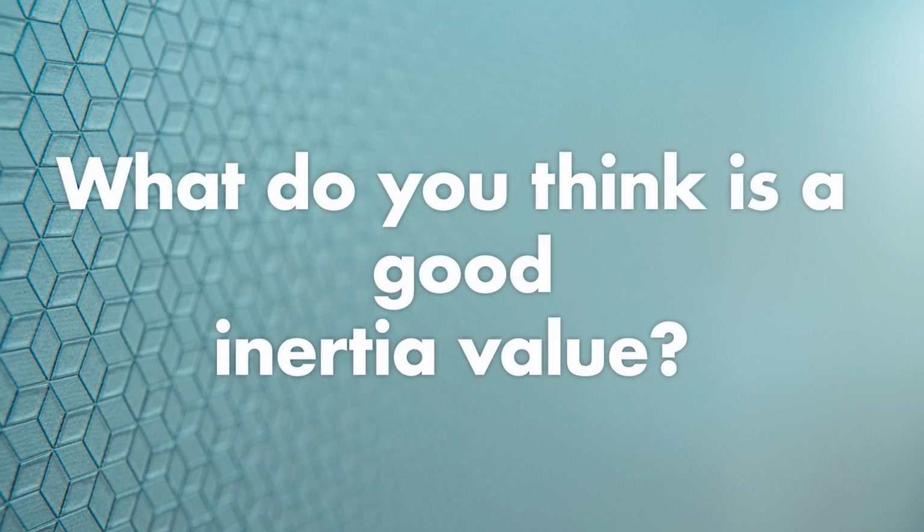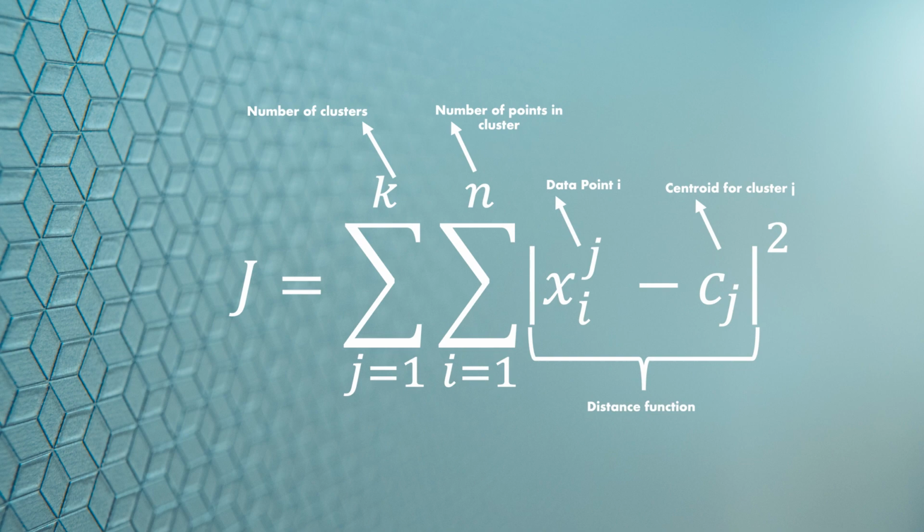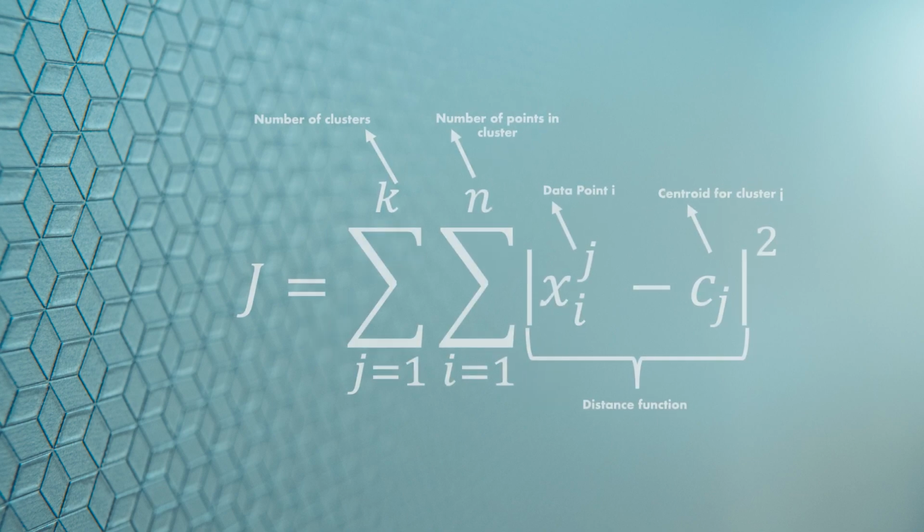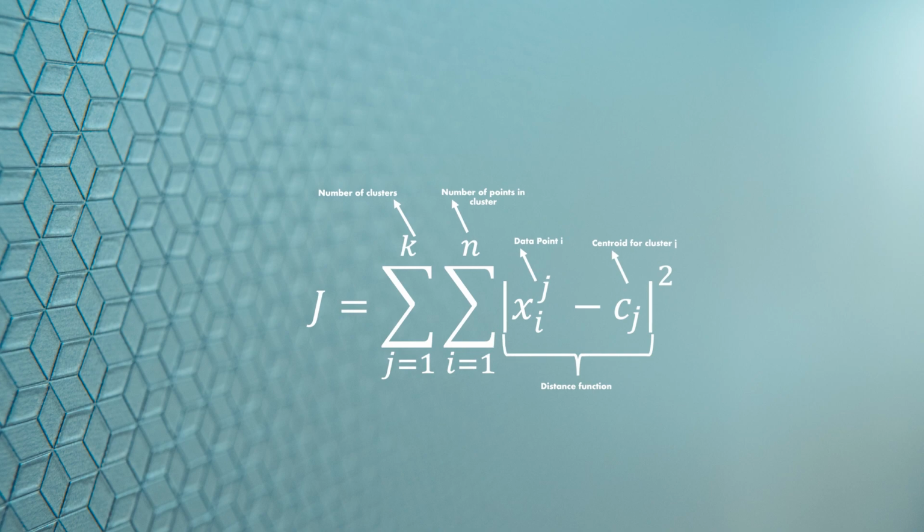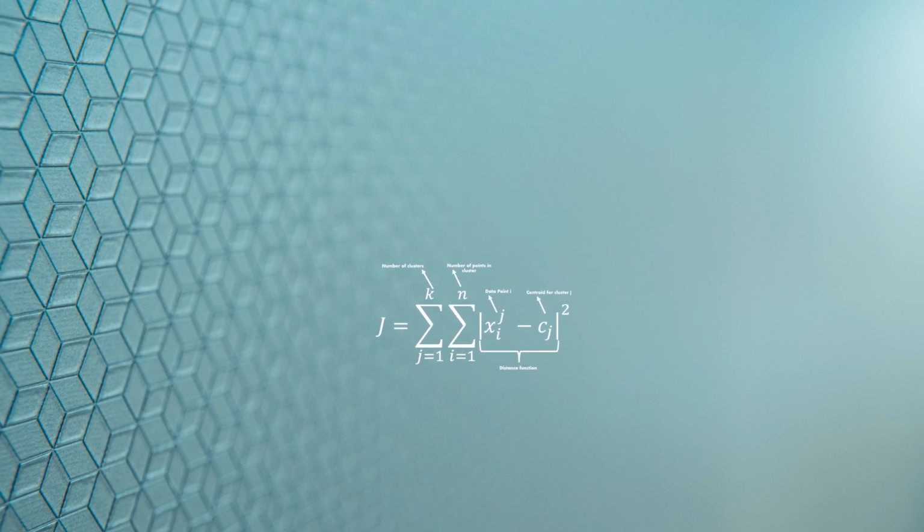Now, what do you think is a good value for inertia for a good cluster? Is a small inertia value a good value, or do we need a large value? We want the points within the same cluster to be like each other, right? Hence, the distance between them should be as low as possible. Keeping this in mind, we can say that the lesser the inertia value is, the better our clusters are.